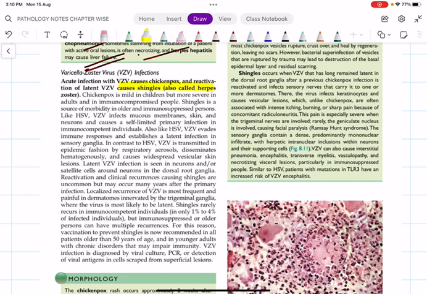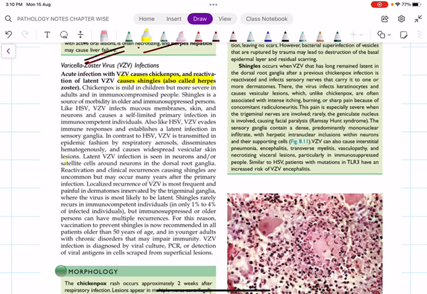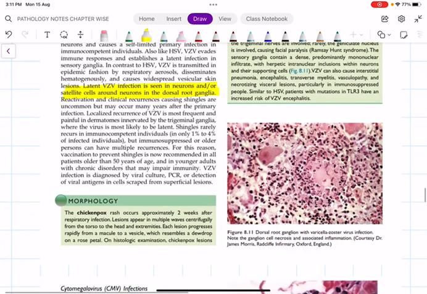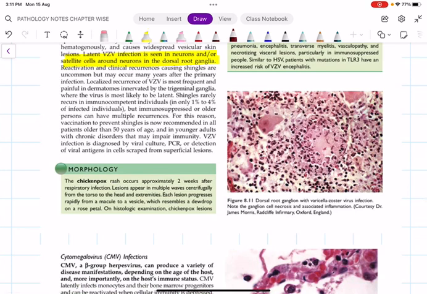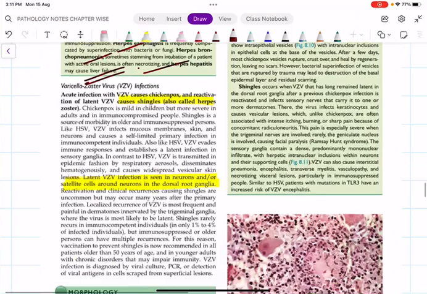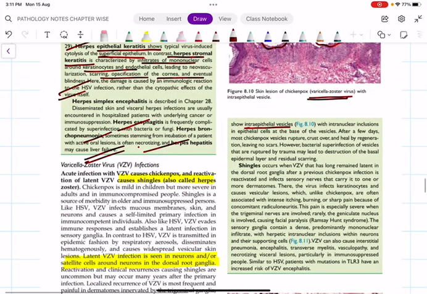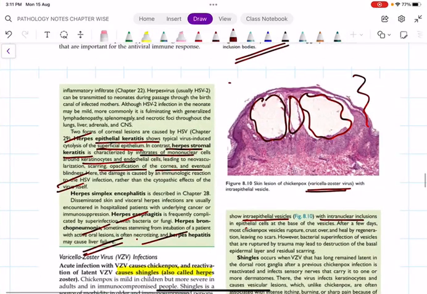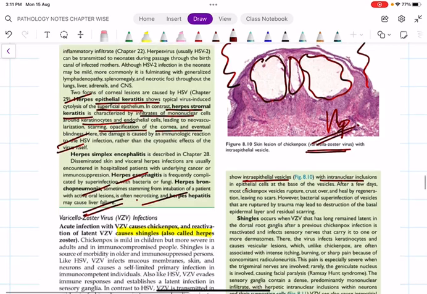Another most important point, I told you, they stay in the dorsal root ganglion or the satellite cells which are present around the neurons. Next, coming to morphology. In chickenpox, approximately 2 weeks after respiratory infection, the rashes will appear. On histological examination, there will be intraepithelial vesicles with the intranuclear inclusions. I have already shown the picture.